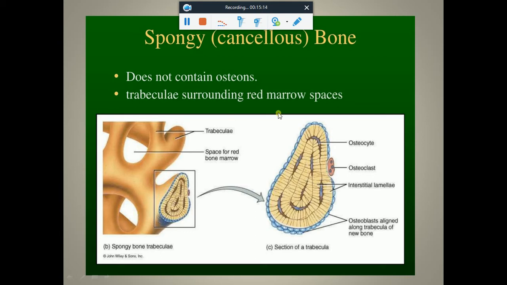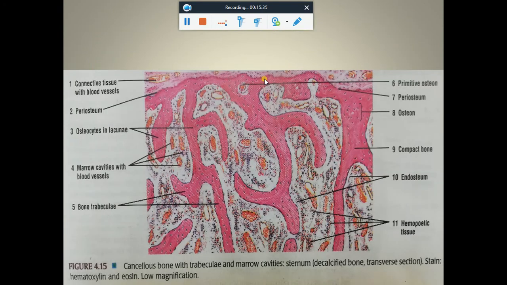Red marrow spaces को surround करता है ये bone और इसमें they have lamellar bone, but this lamellar bone does not contain Haversian canal system. Haversian canal system या osteons इसमें नहीं होते. Does not contain osteons. What is an osteon? You will understand properly in the compact bone. ये आपके पास cancellous bone है, a developing cancellous bone under study है, and this is how it will appear in the microscopic slide. We have such kind of a slide in the lab.